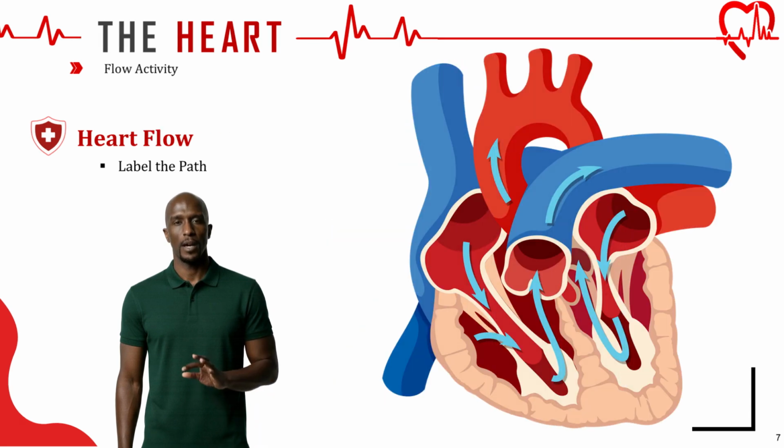Blood flows through the heart in a specific sequence. Deoxygenated blood enters the right atrium, moves to the right ventricle, and is pumped to the lungs. Oxygenated blood returns to the left atrium, flows into the left ventricle, and is then circulated throughout the body. This efficient flow ensures oxygen delivery and waste removal. Would you like to label the path?